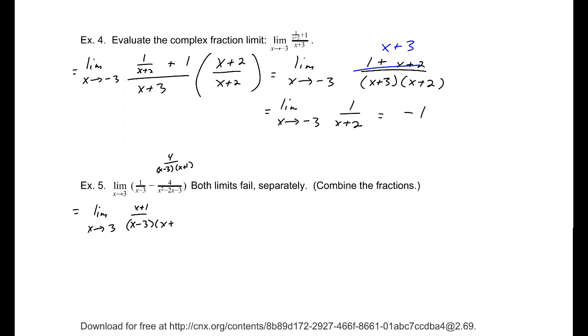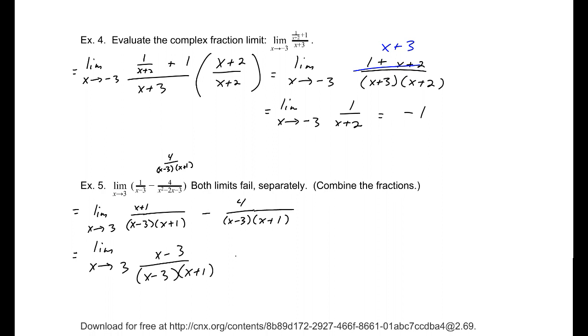X plus 1. Okay, minus 4, and we'll multiply that one. Well, actually, we'll leave that alone. X plus 1. Okay. Combining those two, we get an x minus 3 over x minus 3, x plus 1. Those will reduce, and that will be the limit as x approaches 3 of 1 over x plus 1. Evaluating that, we get 1/4.